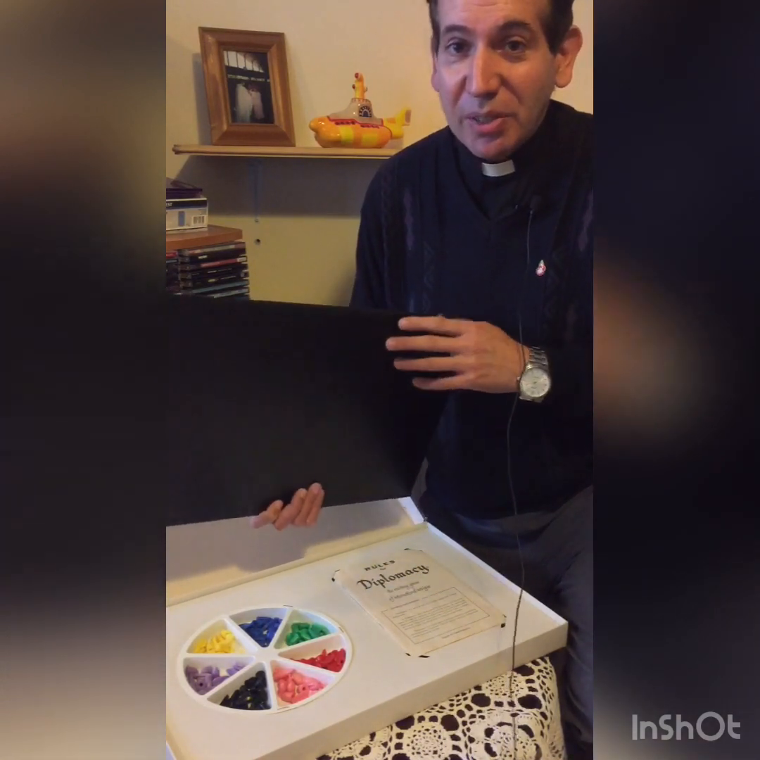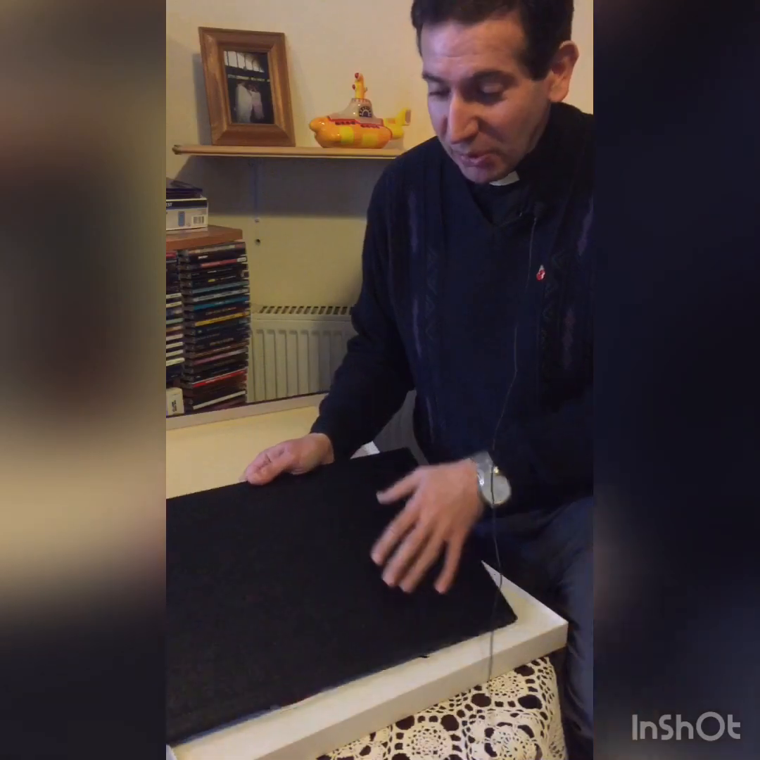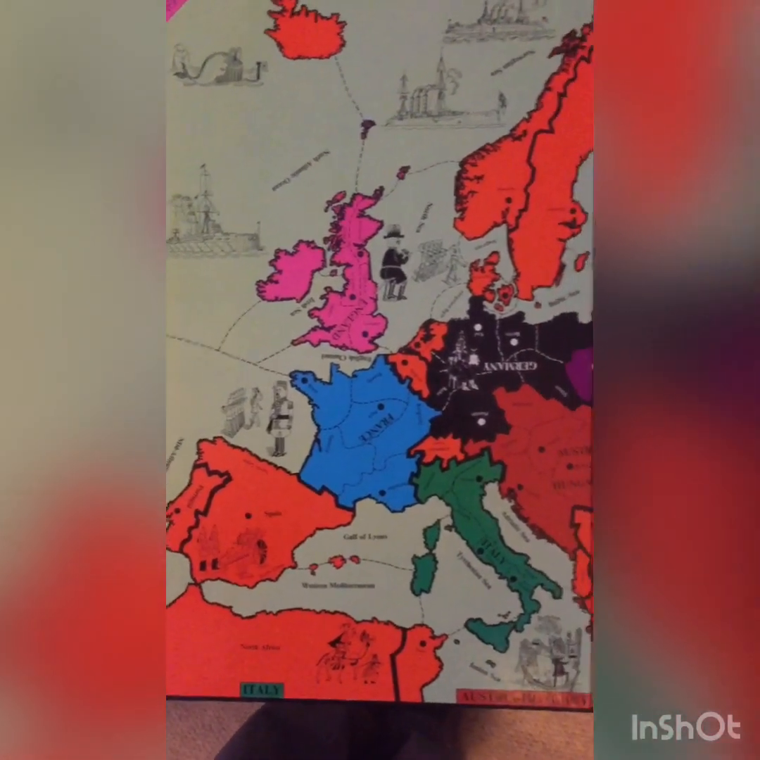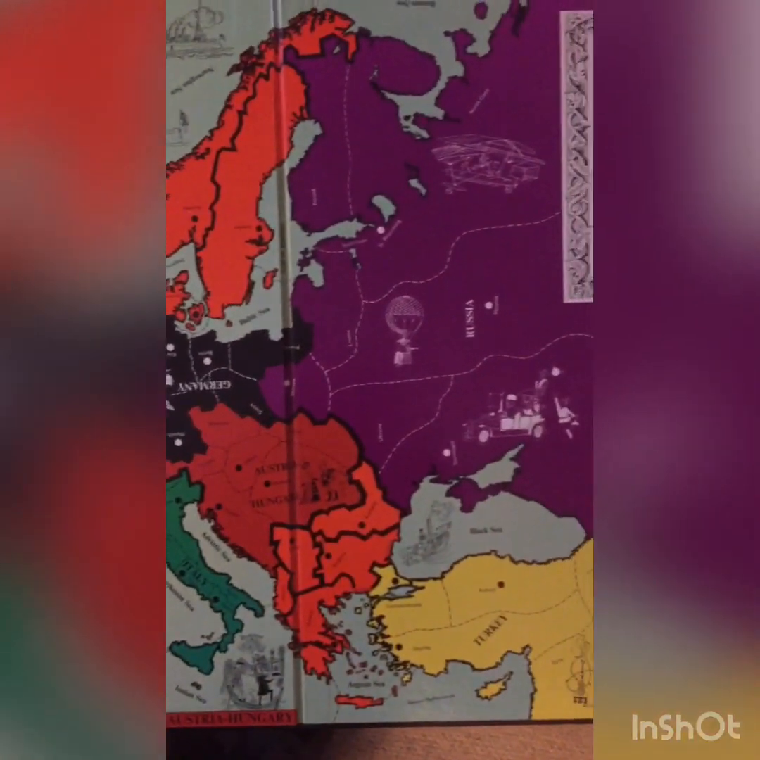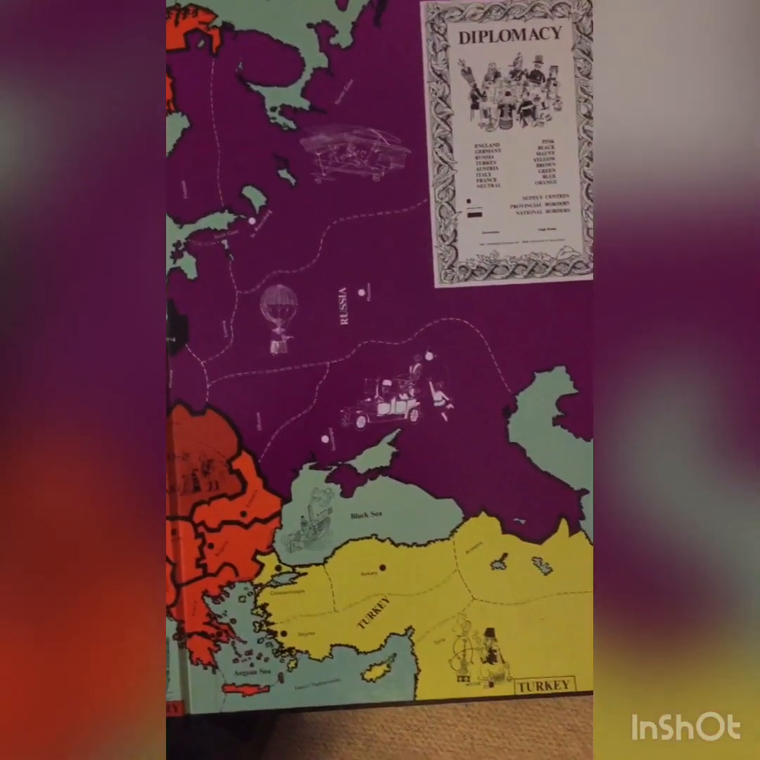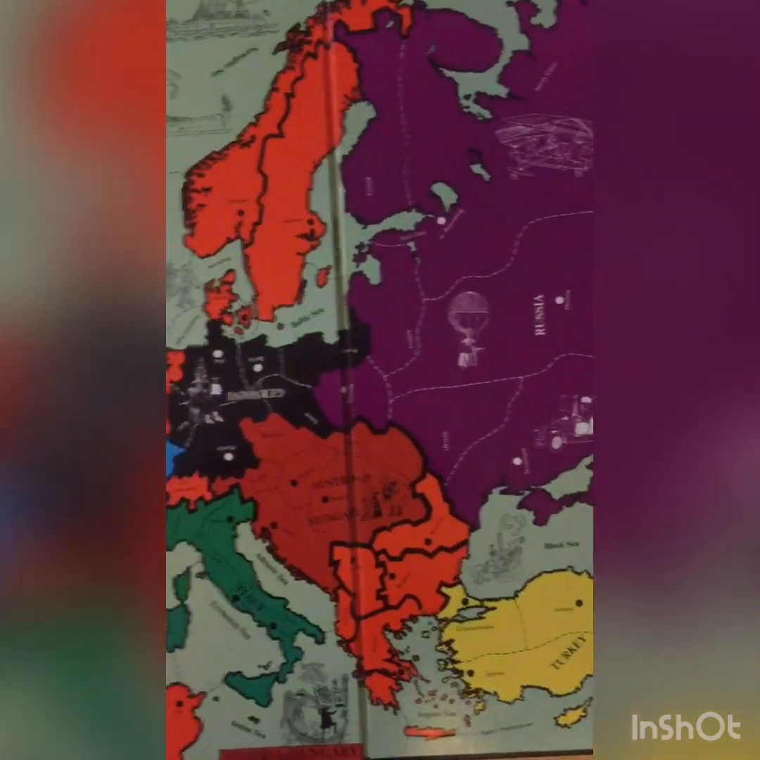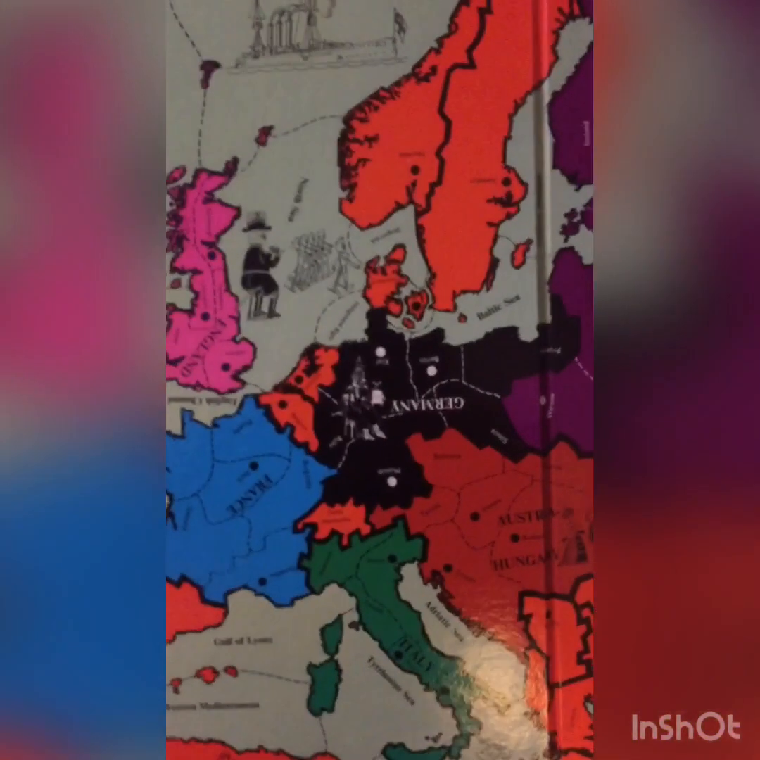But enough about that. I'll just show you this playing board. Okay guys, this is the diplomacy game board. This is where you put your pieces on the board and play the game. And as you can see, it's really very colourful. You can play different countries. And we'll start here in the centre.